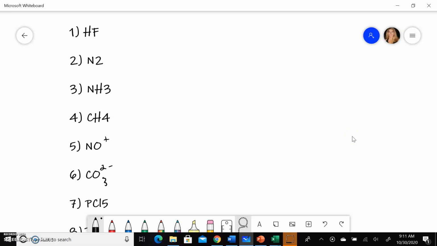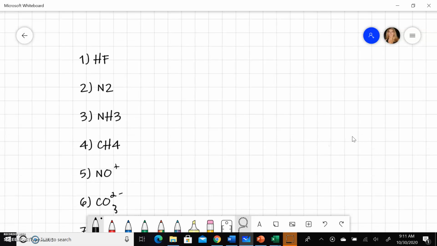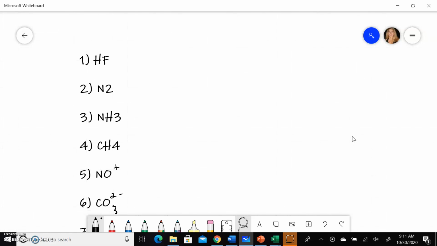This video is going to be a review about how to draw the Lewis dot diagrams for molecules, and then we're going to go into the different shapes that you could get from the Lewis dot diagrams, but we'll do that in a separate video.